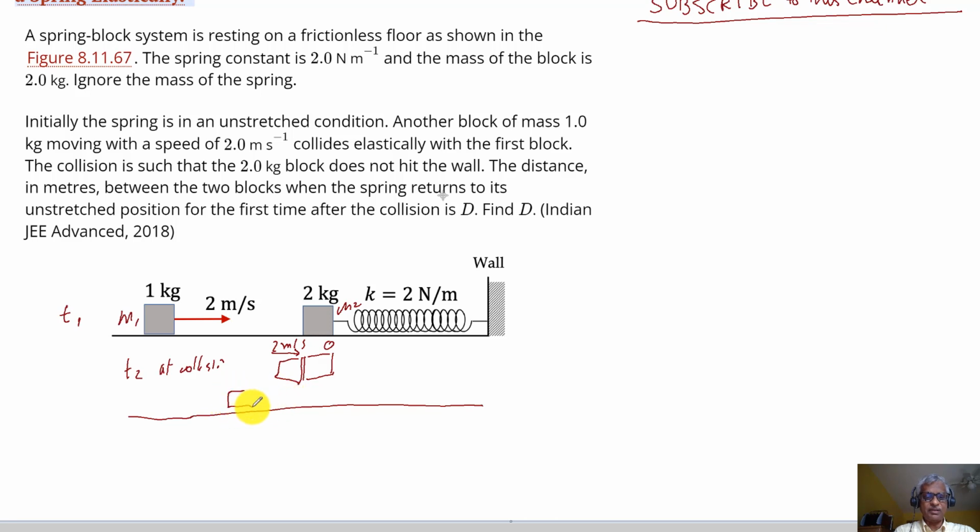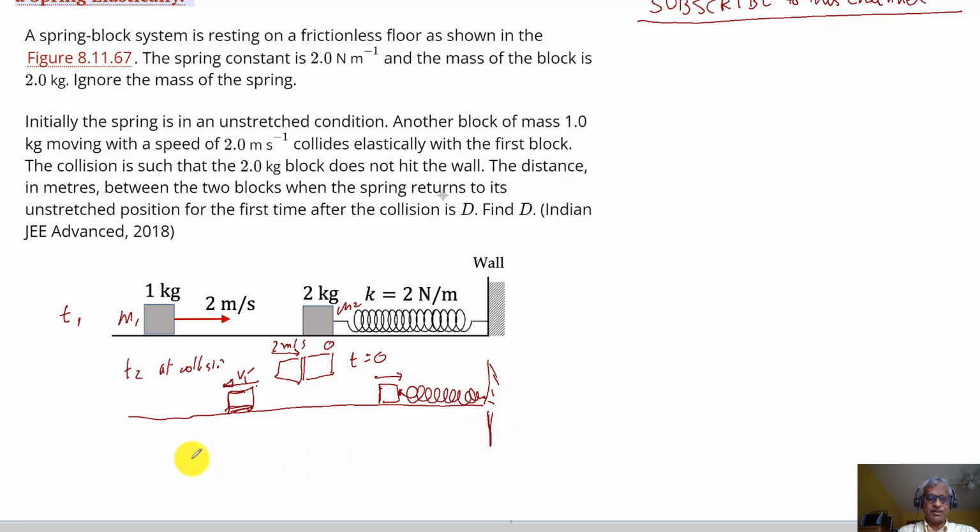Then at a point later on, this thing is moving. Presumably, I'm going to assume it is moving this way, so let's call it V1 prime. And this block, the spring is compressed, and it is moving this way. Let's call this T equal to 0 instead of T2.